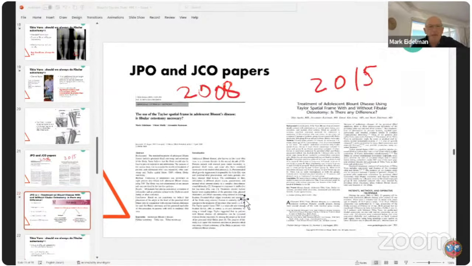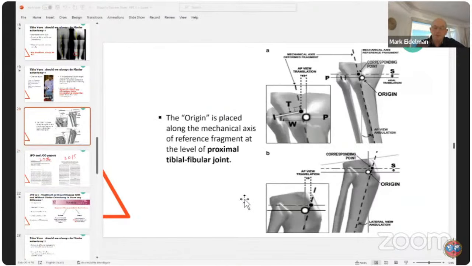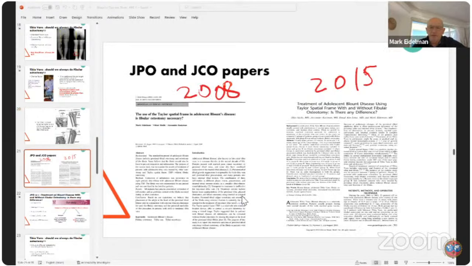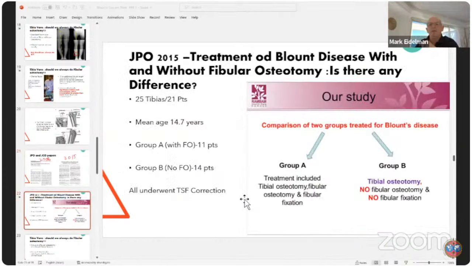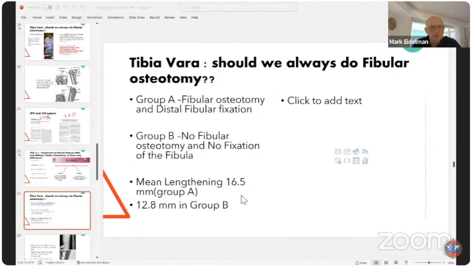In order to do it, Taylor suggested that the origin should be placed at the level of the proximal tibiofibular joint. I published two papers, in the Journal of Children's Orthopaedics in 2008 and in the Journal of Pediatric Orthopaedics in 2015. In the last paper, we had 21 patients with 25 tibiae with adolescent tibia vara, mean age around 15. In group A, patients underwent fibular osteotomy and fibular fixation. In group B, there was no fibular osteotomy and no fixation of the fibula to the tibia.